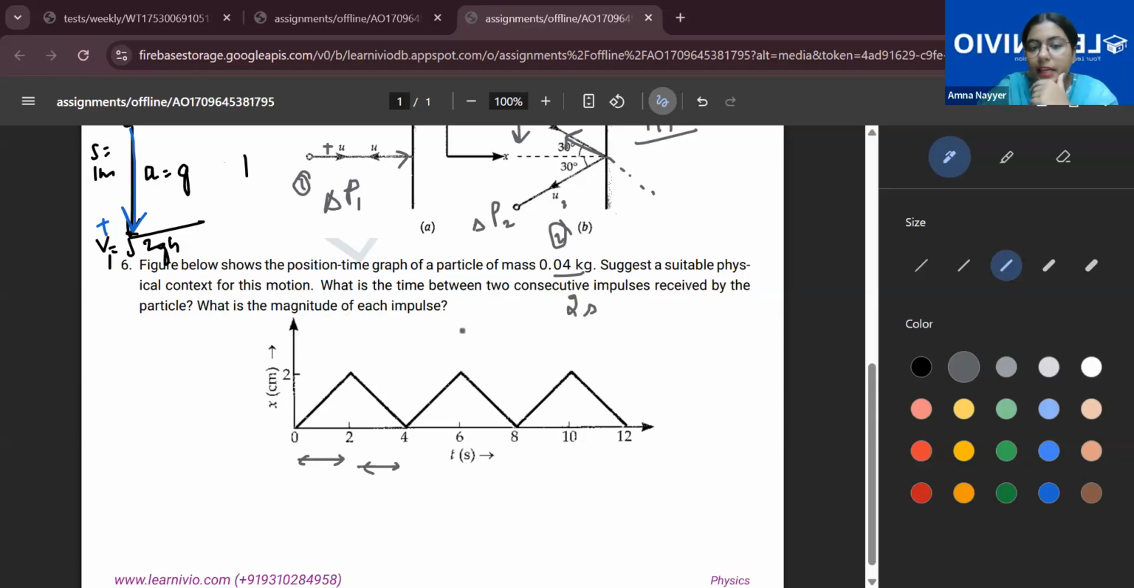It says what's the magnitude of impulse? Now see, we have to calculate here the magnitude of impulse and mass is given. So class, if we calculate the velocity, what kind of graph is this position time graph? Have we not studied position time graph? We've already studied this in motion in a straight line. So tell me, which quantity will give us the velocity, slope or area here?